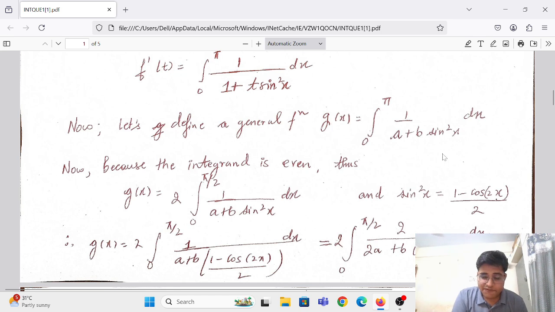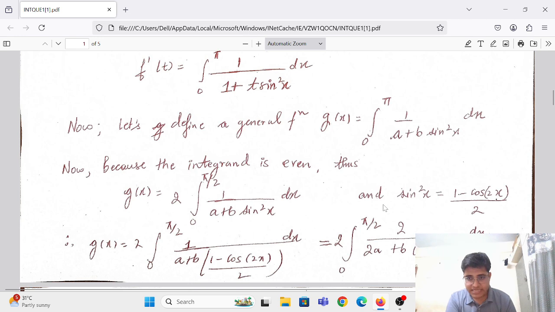Now clearly, if we put minus x in place of x, we get sin squared of x again. So what I mean is that this particular integrand is even. Because this integrand is even, we can use King's rule. So basically, instead of integrating from 0 to pi, we could just integrate from 0 to pi by 2 and double it up. So g of x, instead of being from 0 to pi 1 over a plus b sin squared of x dx, would be 2 times the integral from 0 to pi by 2 of 1 over a plus b sin squared of x dx.